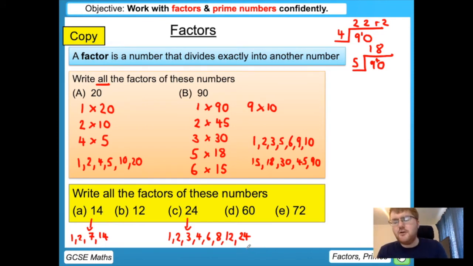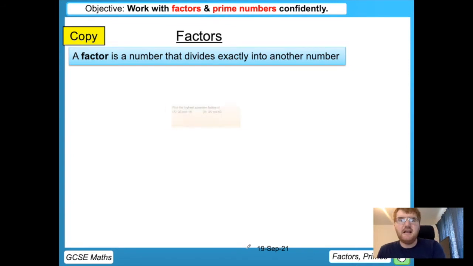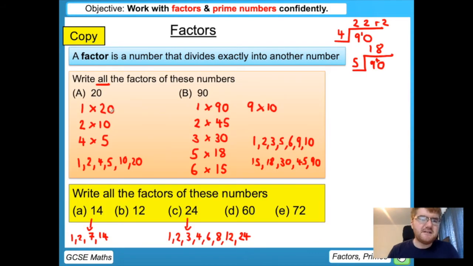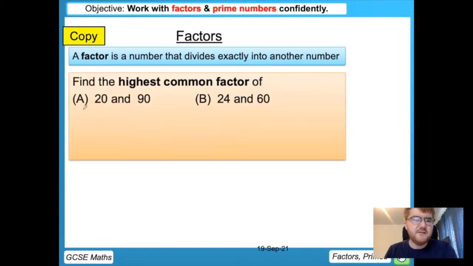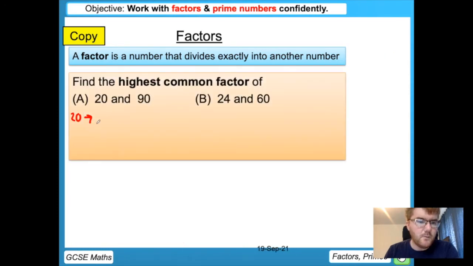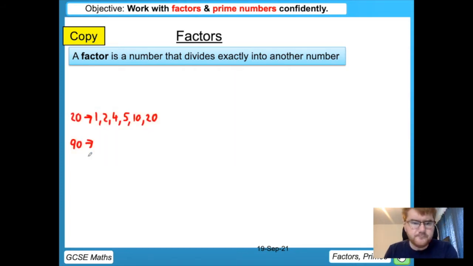Now, a question they can often ask you here is the highest common factor of two numbers. Now notice, in my previous example, we actually worked out the factors of 20 and 90. So I'm going to write those down. So let's write down 20 first of all. So let's see what we had. 1, 2, 4, 5, 10, 20.